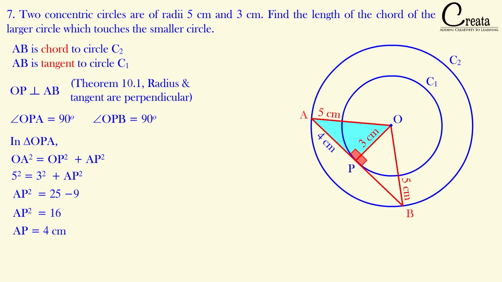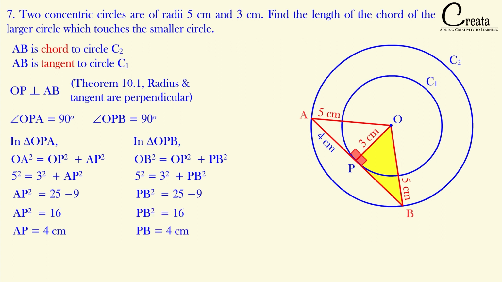Let's apply the Pythagoras theorem in the triangle OPB. OB square is equal to OP square plus PB square. OB is 5 and OP is 3. Again we got PB is equal to 4 centimeter. So AP and PB both are equal to 4 centimeter.